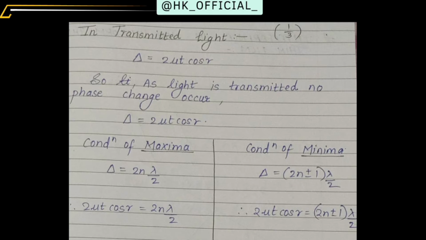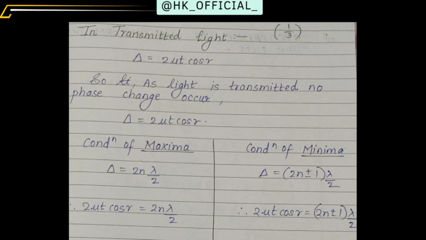Now here, our delta is nothing but 2 mu t cos r. Now we have to find out the condition of maxima and the condition of minima for the same. Here, the cheat sheet, what I have to say to you is that the condition of maxima in transmitted light is nothing but the condition of minima in our last concept. So here only an interchange has taken place. Delta is equal to 2n lambda by 2. That is the condition of maxima.